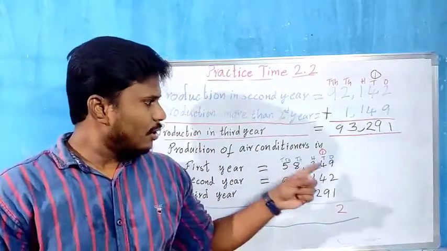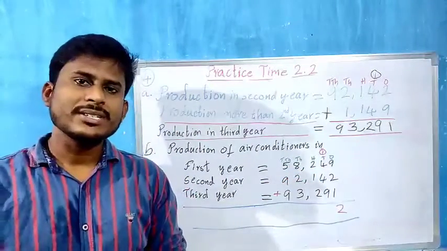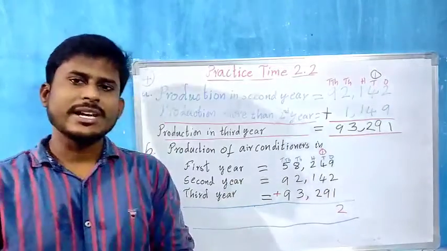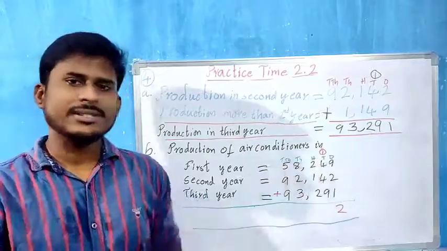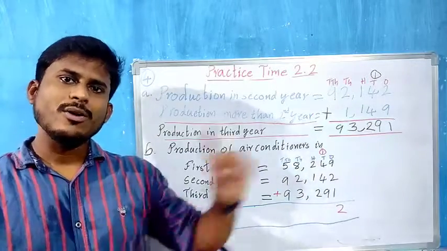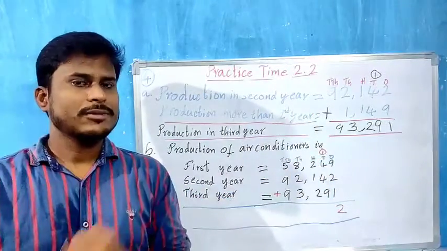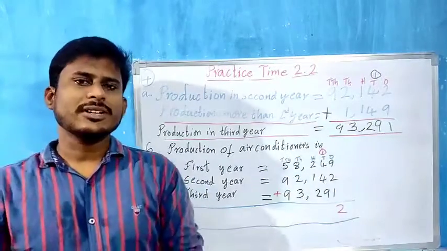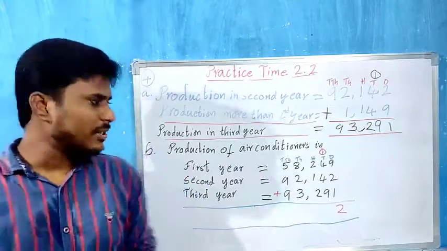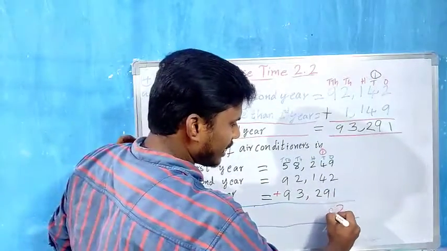Next, 4 plus 4, it is 8. 8 plus 9, children. 8 plus 9, it is 17. So 17 tens. Is it finished, children? No, we have regrouped 1 ten here. So 17 plus 1, 18 tens. 18 tens, how do you write, children? 8 tens plus 10 tens. 8 tens I am writing here.